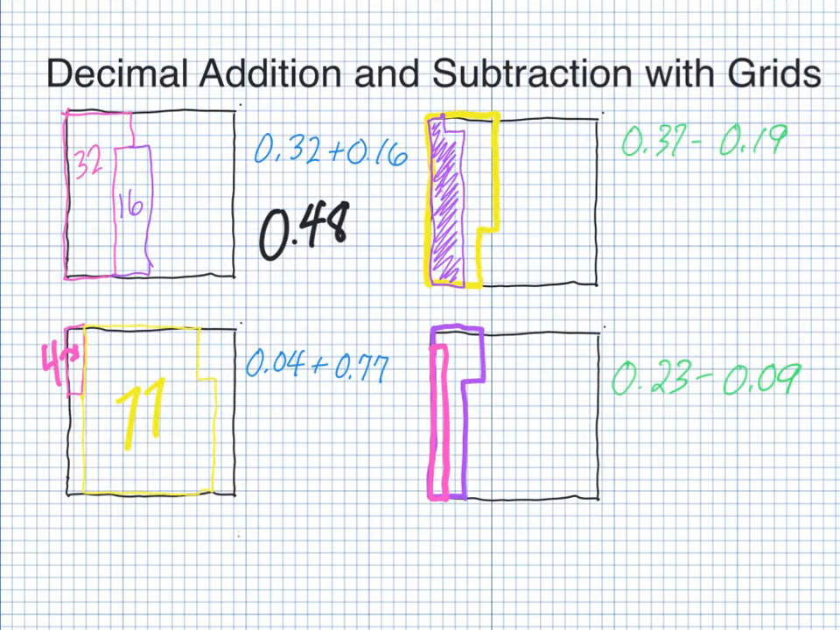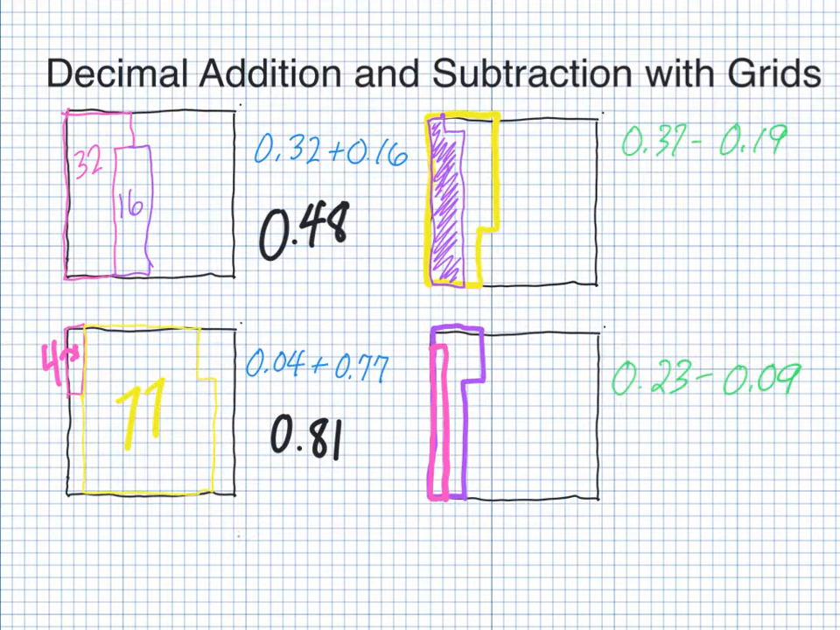Now let's come down here and look at this addition problem. We have 4 hundredths plus 77 hundredths. So here in the pink, I represented the 4 hundredths, and I'm adding that to 7 columns. There's 1, 2, 3, 4, 5, 6, 7, and that's 70, and then here's my 7. So you could count all those boxes up, or you could add 77 plus 4 and get 81 hundredths.